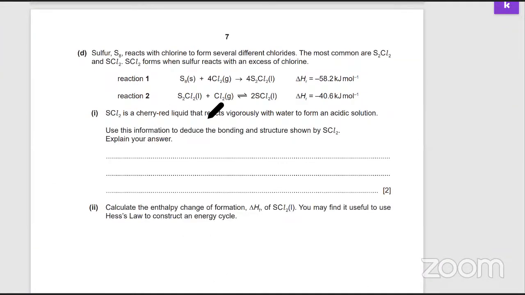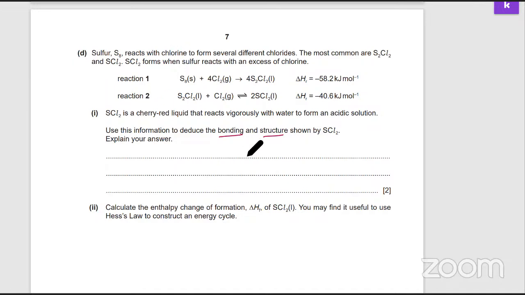SCl2 is a cherry red liquid that reacts vigorously with water to form an acidic solution. Use the information to deduce the bonding and structure of SCl2. Remember, bonding will be covalent, ionic, metallic, etc. Structure is either giant or simple. So firstly, what is the information that is given?